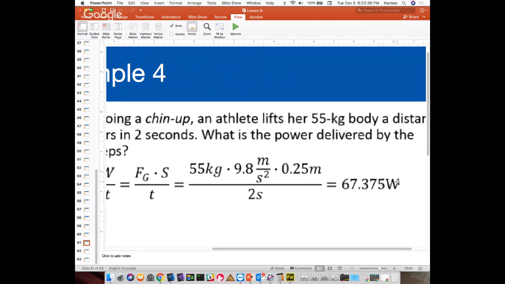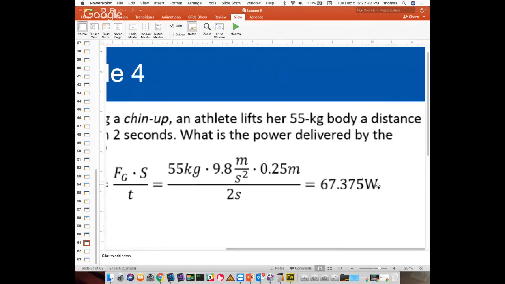67.375, not W, it should be W. It should be watts. Actually, that's correct, watts. It's the W. It kind of confused me, I thought it was work. Watts, because that's how much power there is. That's how much power her biceps are pulling, because she's doing it over a certain time. So work over time is power.